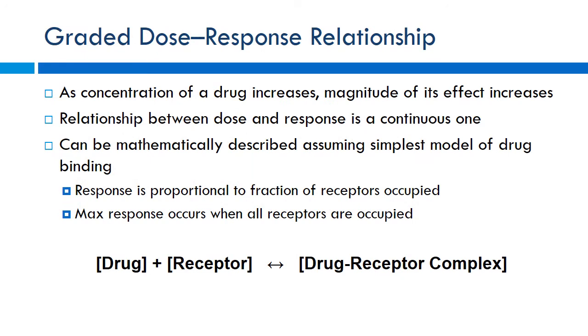So again, looking at these graded dose response curves first, we're going to see that as the concentration of the drug increases, the magnitude of the effect should increase as well. Pretty straightforward. And the relationship between dose and response should be continuous. There shouldn't be any big jumps between how the doses increase and how the patient responds. And basically, you can mathematically describe this as a relationship between the drug and the receptor.